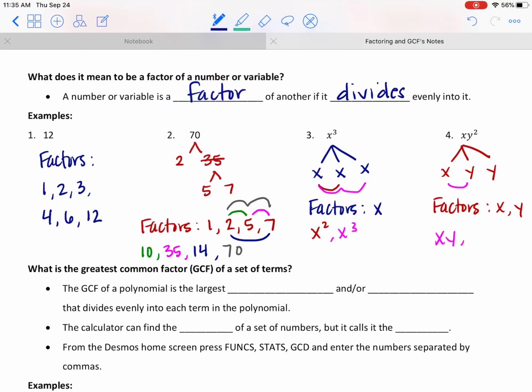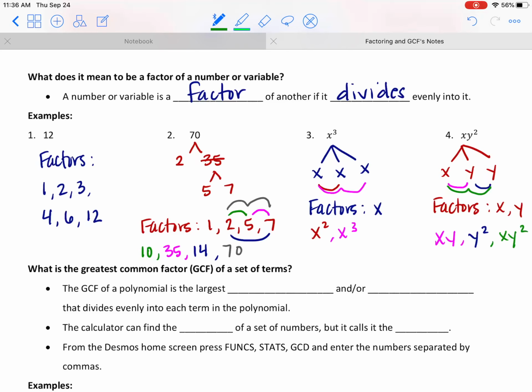Or let's see, don't want that one. How about y times y? Y squared then has to be another factor. Or the whole thing, right? The x times the y means xy squared would have to be another factor. And then of course I could put 1 on both of those lists as well.